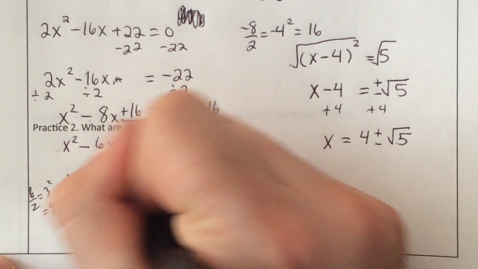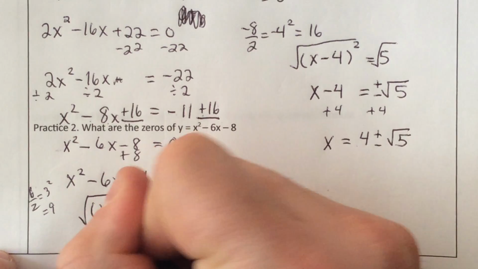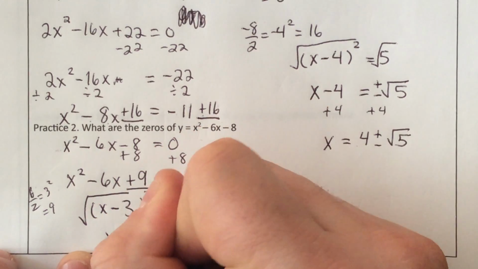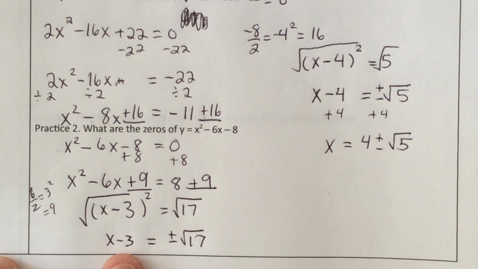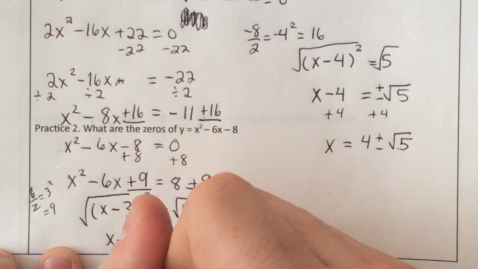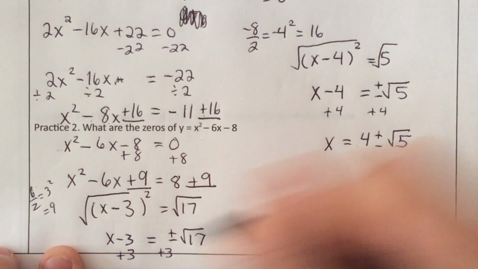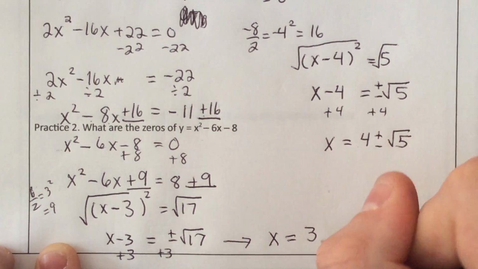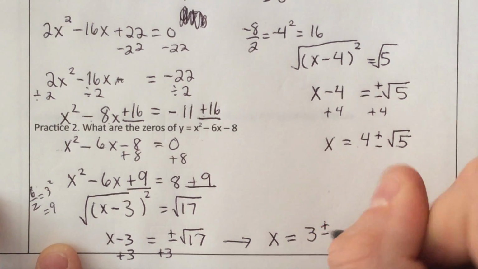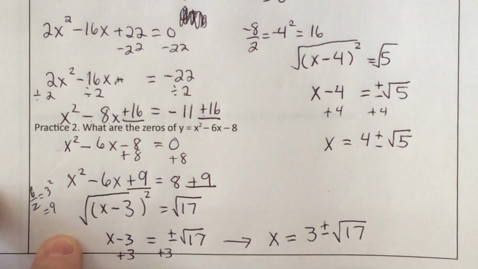Take the square root of both sides. I get x minus 3 equals plus or minus the square root of 17. Finally, add the 3, and my final answer becomes x equals the 3 that I added plus or minus the square root of 17.